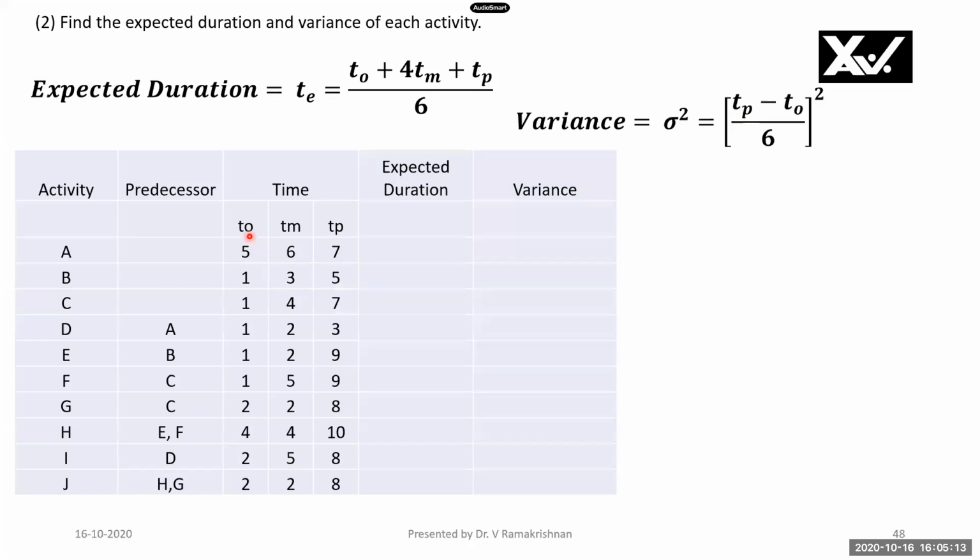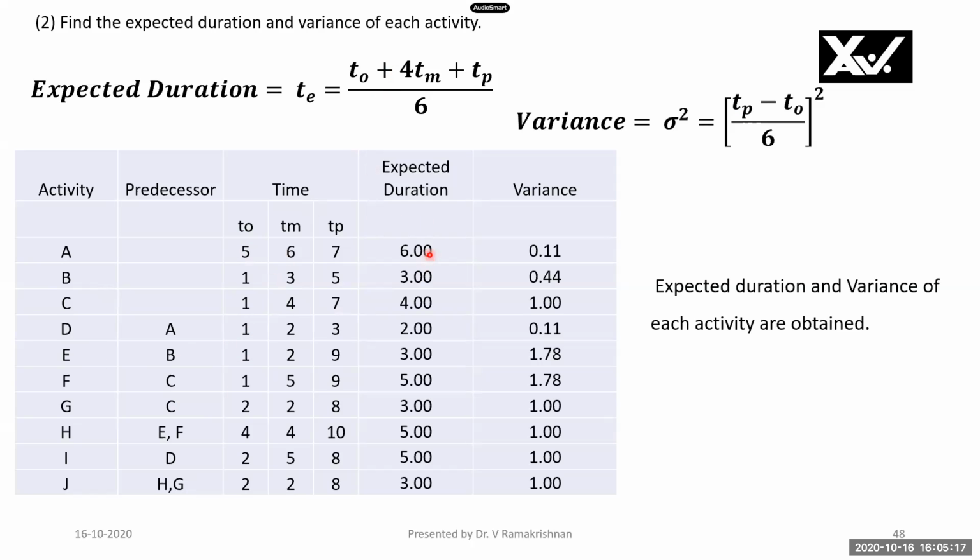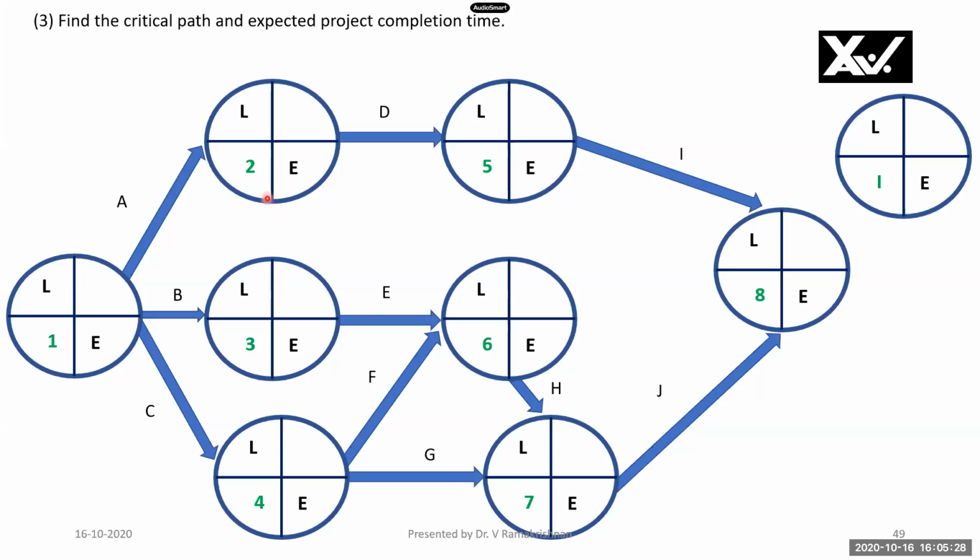I have the data available for all the activities. Simply I have to substitute and fill it up. I filled it up. Expected duration and variance of each activity are obtained here using this formula. You can cross-check later by pausing the video. Now I will have to find out the critical path and expected project completion time.